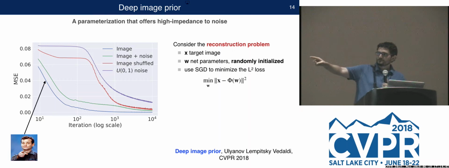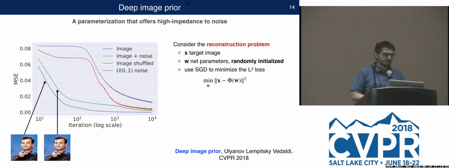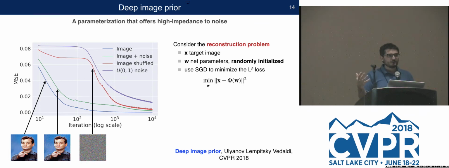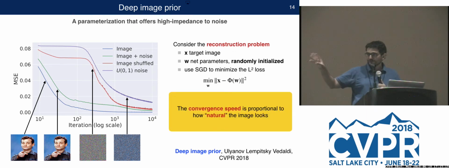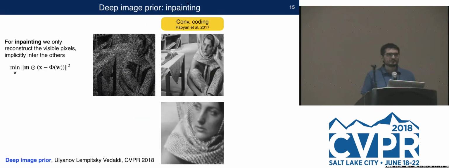Now, if the image looks natural, then the convergence is actually quite fast. But as I add more noise to my input image, the convergence of this process is slower and slower. So what does that mean? It means that this parameterization of the image is just high impedance to noise. It likes to fit data which looks natural. It does not like to fit data which looks like noise, okay? That's all. Is that powerful? Again, the convergence speed of this is proportional to how natural an image looks. Is that powerful? Actually, it turns out that this is surprisingly powerful.